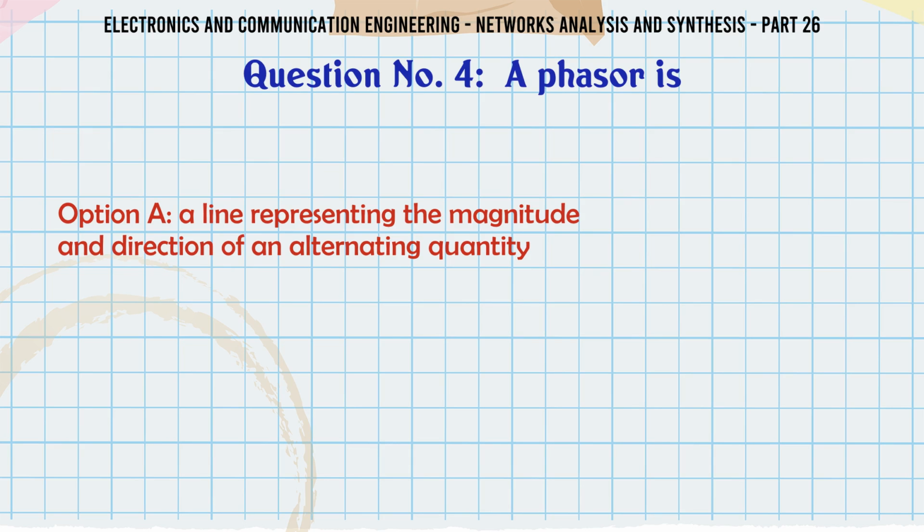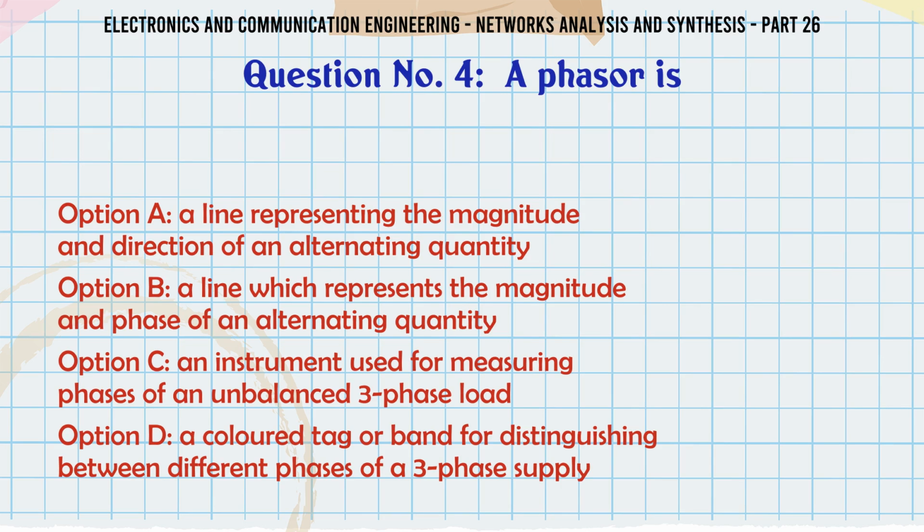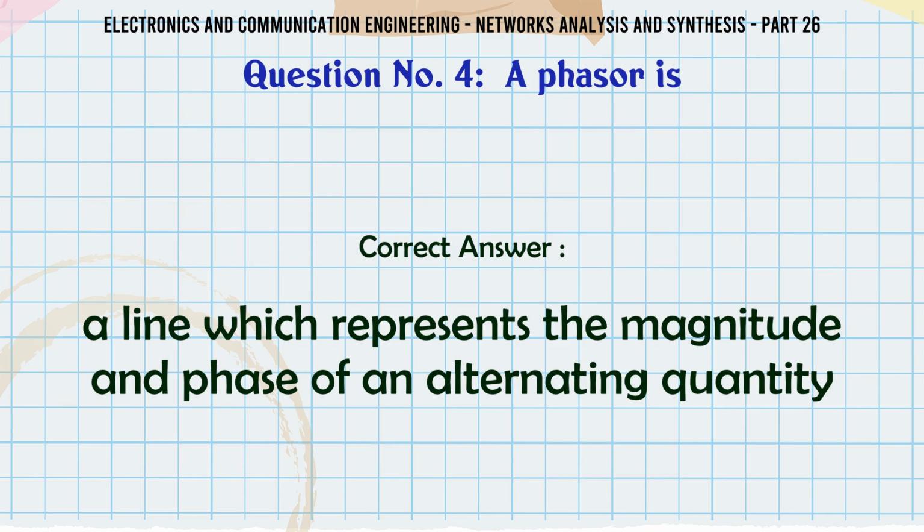A phasor is A, a line representing the magnitude and direction of an alternating quantity; B, a line which represents the magnitude and phase of an alternating quantity; C, an instrument used for measuring phases of an unbalanced three-phase load; D, a colored tag or band for distinguishing between different phases of a three-phase supply. The correct answer is a line which represents the magnitude and phase of an alternating quantity.